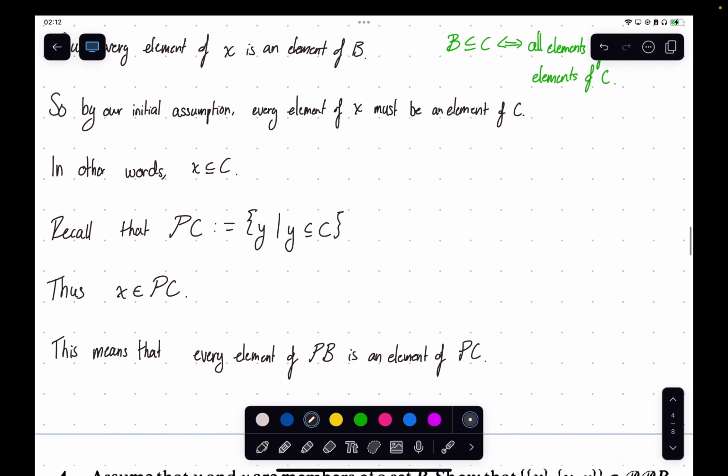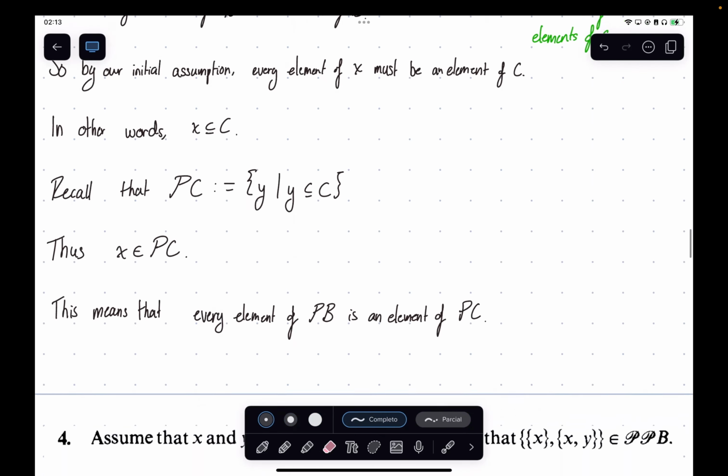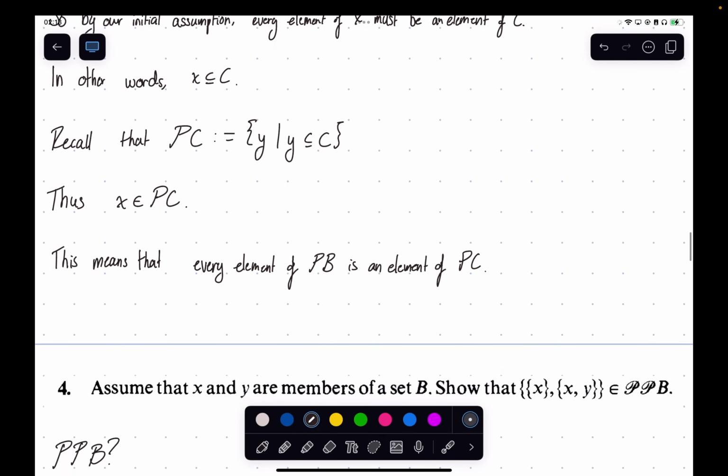So what we just did shows that if you pick out any element of the power set of B, then it must be an element of the power set of C. And this is just a fancy way of saying, oh, spoilers, okay, that the power set of B must be a subset of the power set of C. And that's it. Simple proof. It seemed a lot scarier than it was.